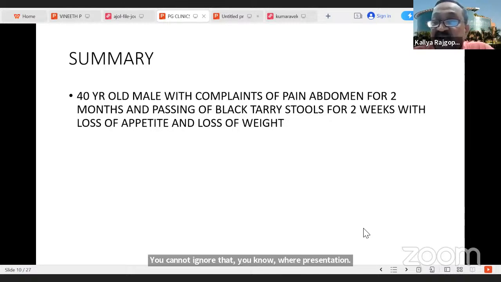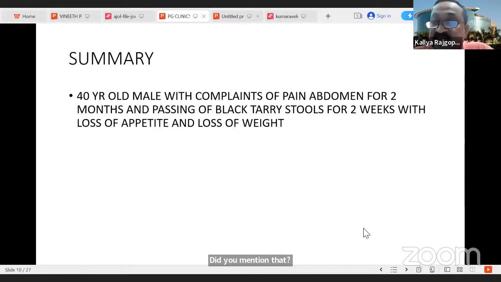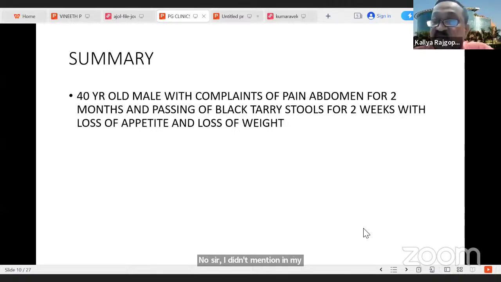Gastric ulcer patients with the ulcer in the lesser curvature and a little higher can also induce vomiting, but they may not complain of fullness. What is early satiety? Did you mention that? No, sir, I didn't mention early satiety in my history. Did you mention how much he is able to eat, some small quantity, and what he used to eat earlier? Sir, I mentioned epigastric bloating and distension. So do you consider carcinoma stomach at this stage?